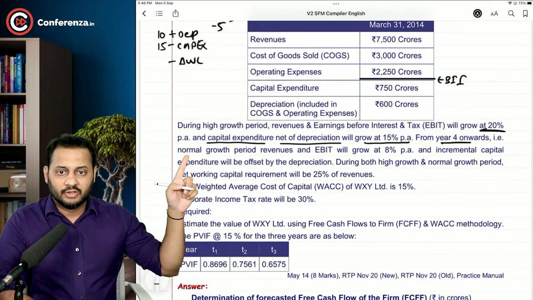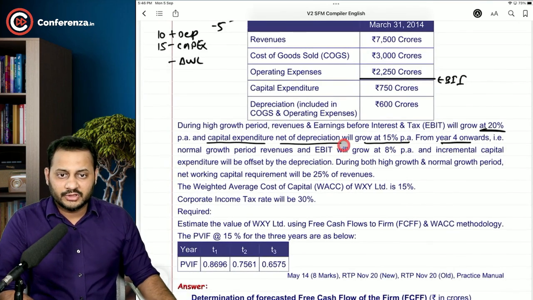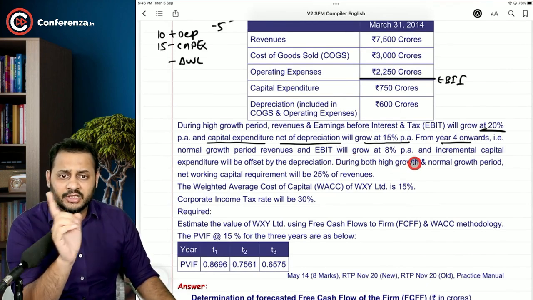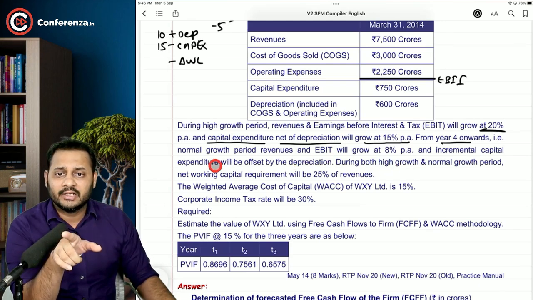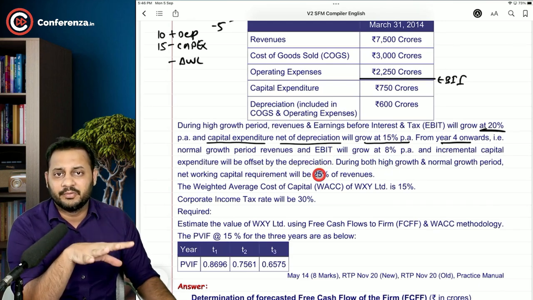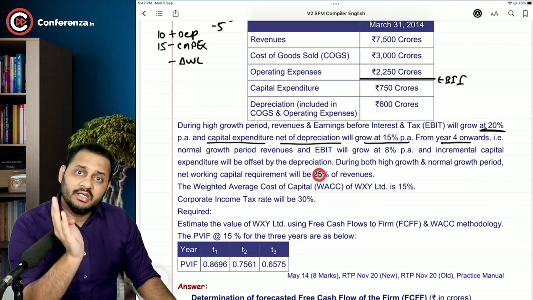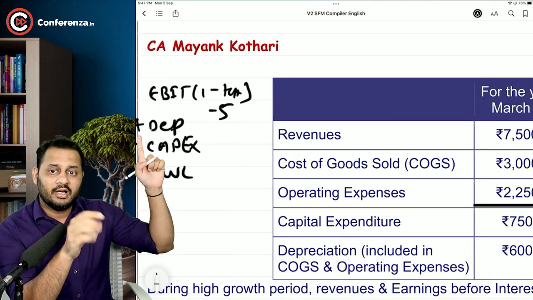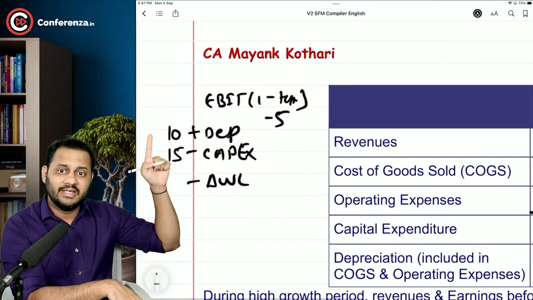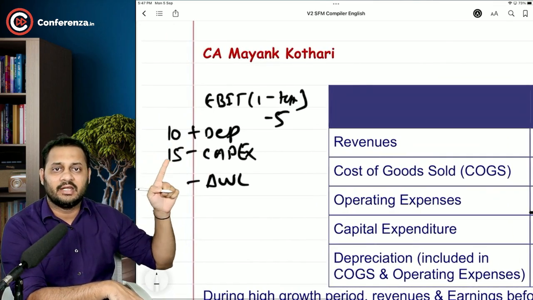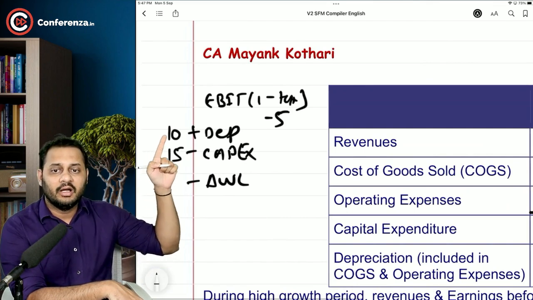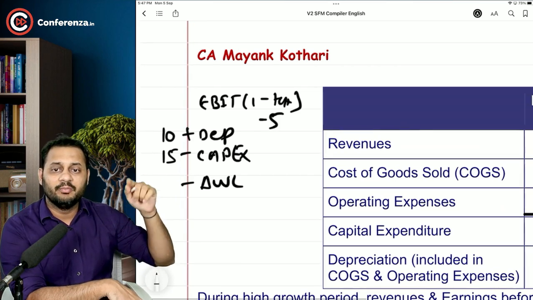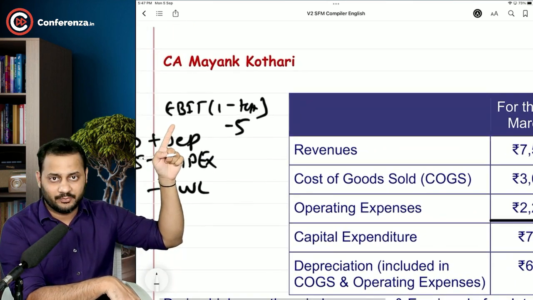onwards, the normal growth period, revenues and EBIT will grow at 8%, as it was already discussed on the previous page, and the incremental capital expenditure will be offset by the depreciation. Means after year 3, the capital expenditure and the depreciation will be the same. That means 10 and 10. So if you net off both the items, it will be 0. So there will be no difference in the after tax profit.